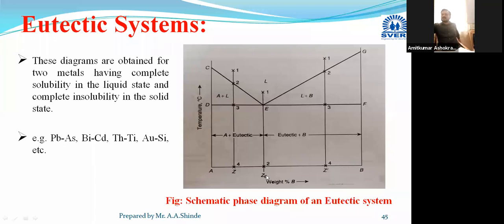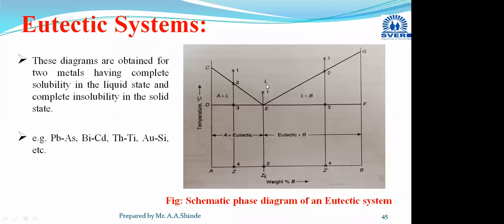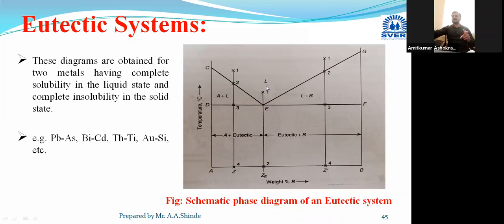With an alloy having Ze% of B, the microstructural changes during cooling will be like this. In region 1 to E, the alloy is in liquid state only, and as both metals are completely soluble in the liquid state, only one liquid phase will be there.